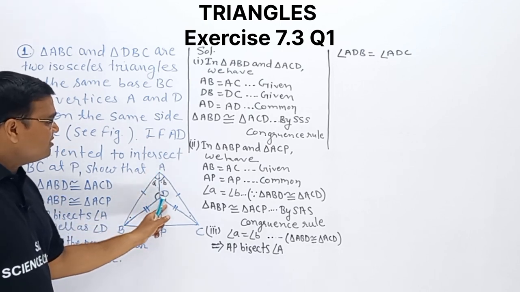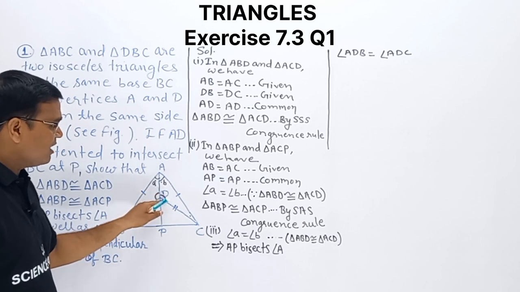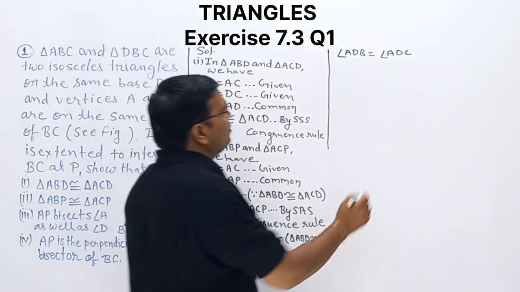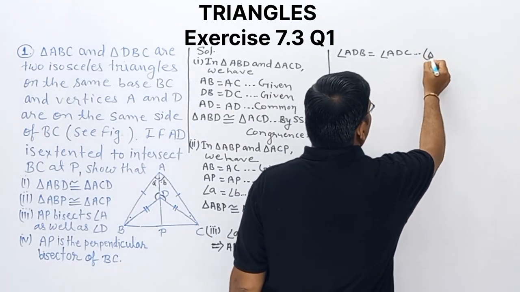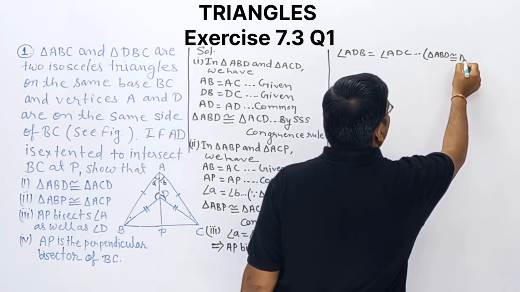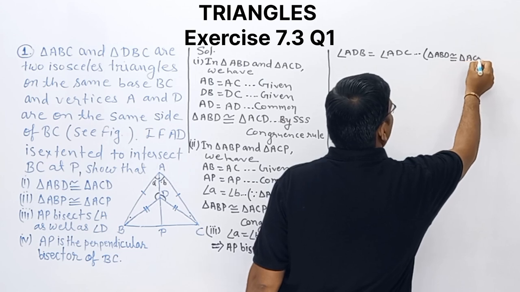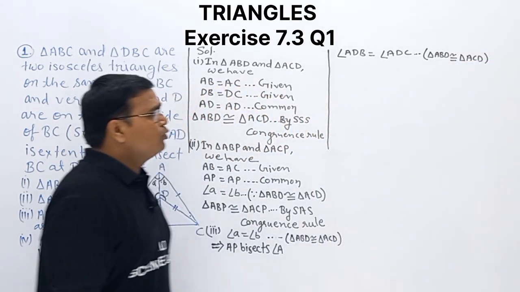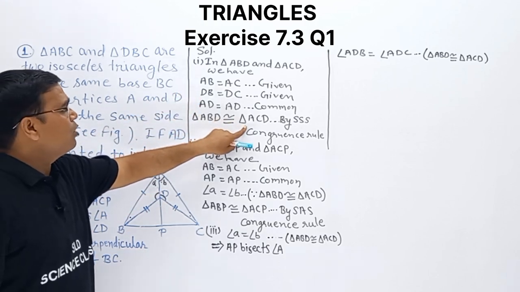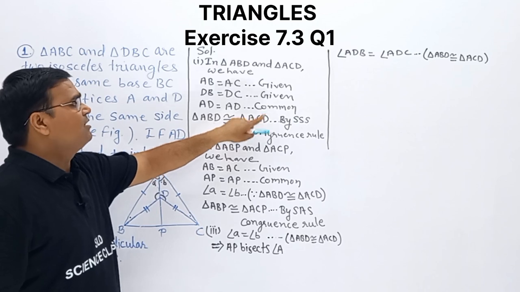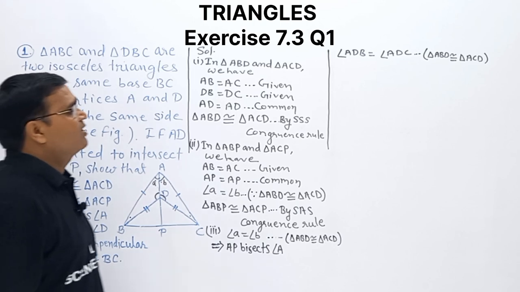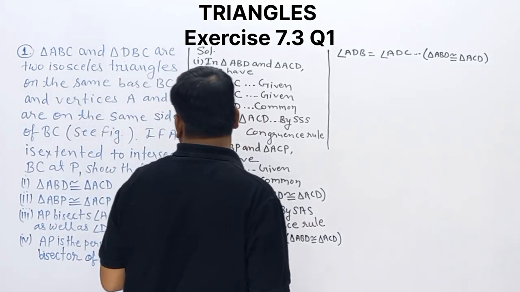AP is bisecting this angle. So I am taking this angle equal to this angle. Why are these two angles equal? Because triangle ABD is congruent to triangle ACD. We already proved this in question number 1. So corresponding angles, this angle will be equal to this one. Clear?